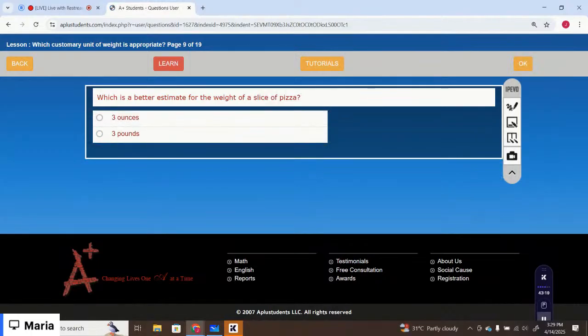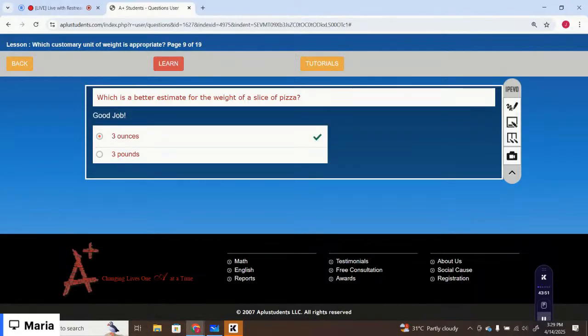Which is a better estimate for the weight of a slice of pizza? So, which is the correct option? That's a piece of pizza. So that must be 3 ounces. Option number one is the correct option.